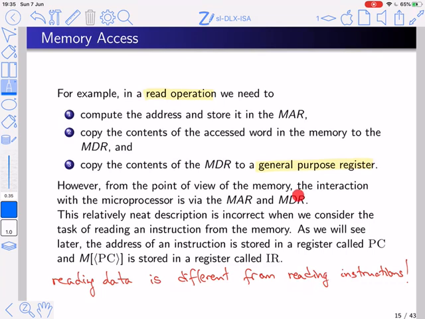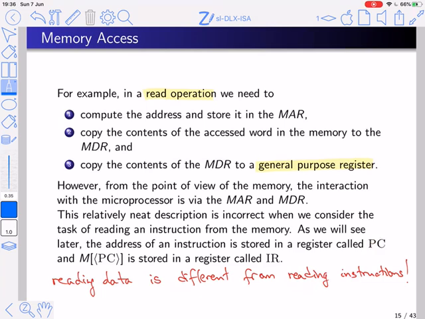From the point of view of the memory, the interaction with the microprocessor is only via the MAR and the MDR. This is a neat description, but it is incorrect when we're dealing with the case of reading instructions, because I said before that the main memory is used for storing both data and the instructions of the program. So when you want to read the instructions of the program, you do not use the MAR to determine the address or the index that you want to read. Instead, you use another special register that is called the PC, the program counter.